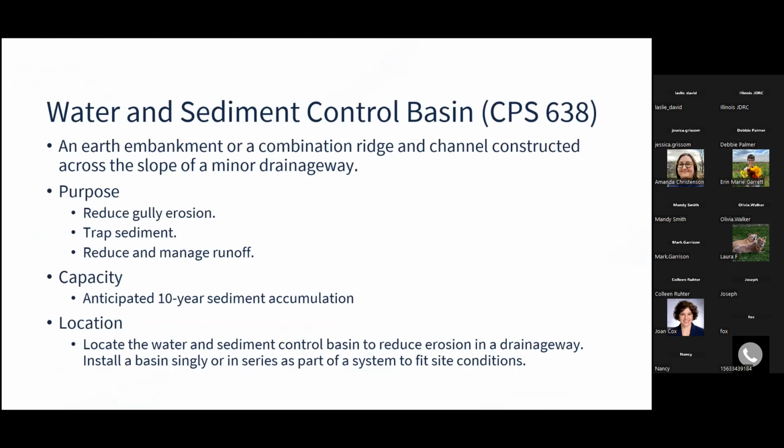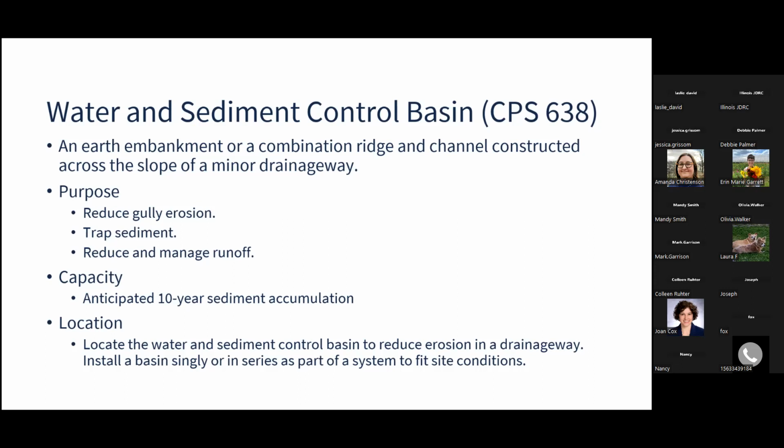So water and sediment control basins are Conservation Practice Standard 638. And again, ultimately, the purpose is to reduce gully erosion, trap sediment, and reduce and manage runoff. The capacity for water and sediment control basins is an anticipated 10-year sediment accumulation. And for location, they're located in drainage ways and either can be installed singly or in a series.